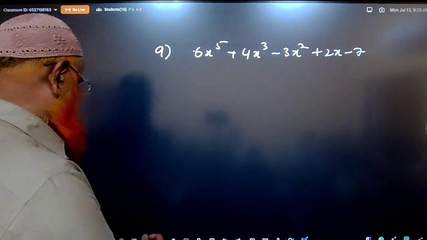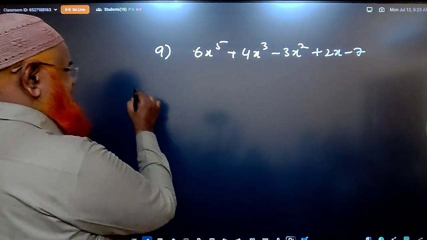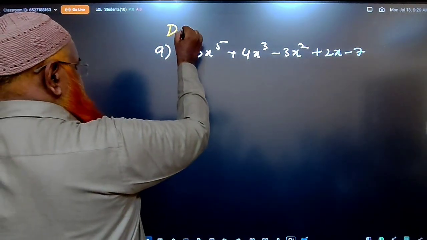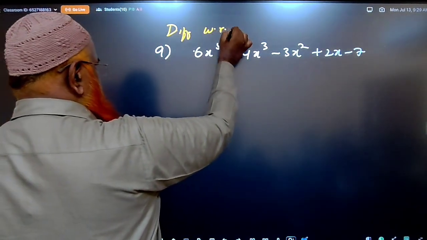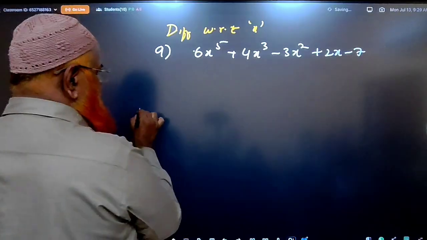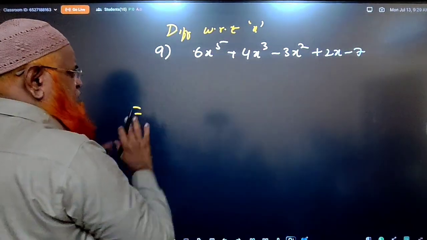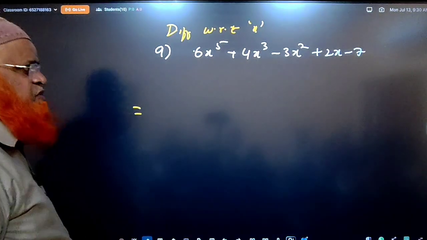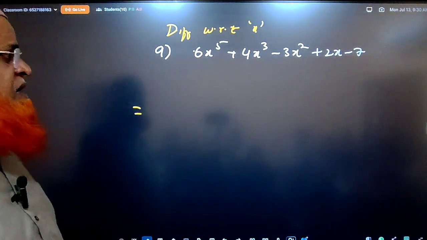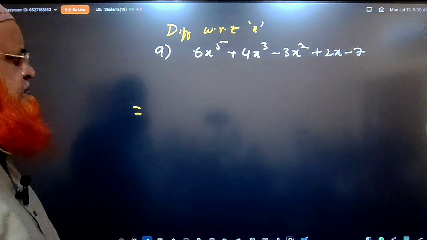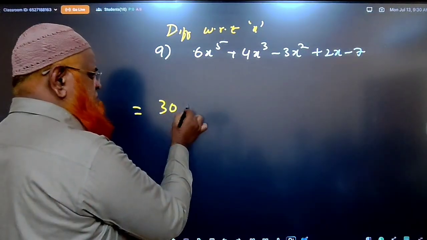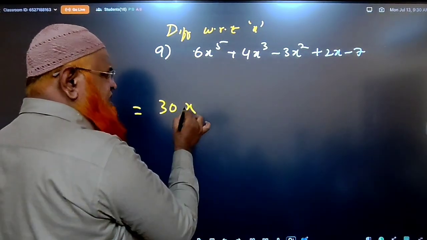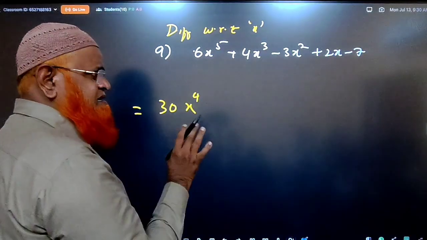Now you can solve this problem directly without writing single steps. You have to differentiate with respect to x. So what will you do now? Don't do simple silly things like what I did in the previous 8 problems. This is the 9th one. Directly: 5 times 6 is 30, x power of n minus 1, which is 5 minus 1, which is nothing but 4. You write directly.